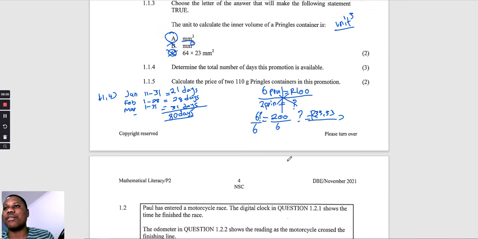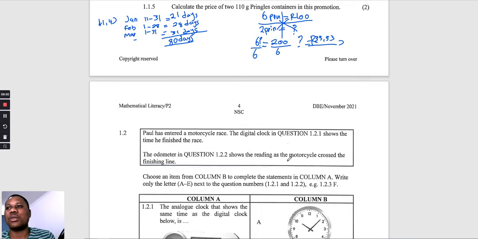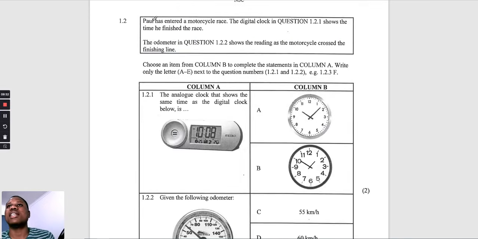Right, we move to 1.2. They say Paul has entered a motorcycle race. The digital clock in question 1.2.1 shows the time he finished the race. The odometer in question 1.2.2 shows the reading as the motorcycle crossed the finishing line. Choose an item from column B to complete the statement in column A. Write only the letter next to the question number.